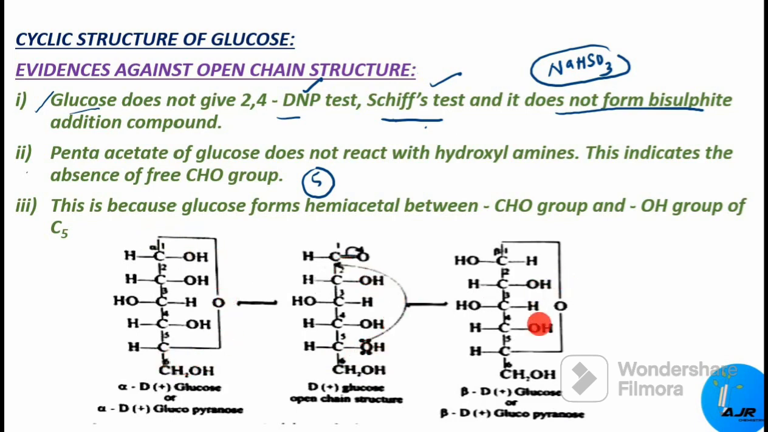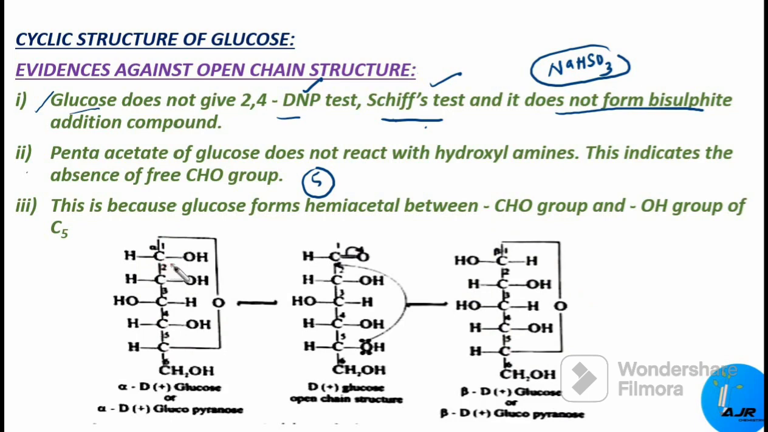This will make the first carbon asymmetric. See here, this is one group, this is another group, and this is attached to another group, and now this is attached to O. So this is an asymmetric carbon. This hemiacetal form makes the C1 carbon an asymmetric carbon, and thus two possible arrangements of H and OH around it are possible. See here, this is one arrangement and this is another arrangement.